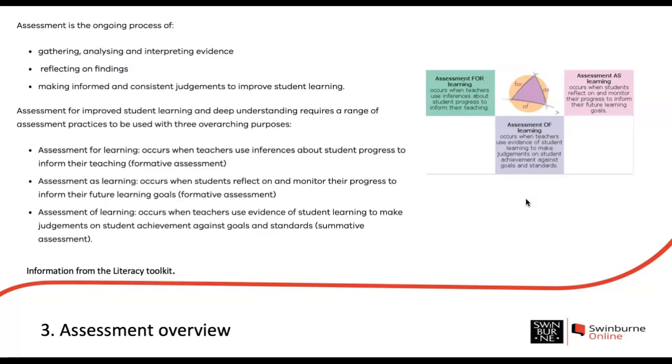Keeping your literacy hat on, we don't want to be too broad that we're not keeping our literacy focus, but you can talk about things perhaps like the fact that we want our literacy assessment to be an ongoing process. We want to gather information, reflect on findings, and make consistent judgments to improve student learning. We want to use for, as, and of assessment at different points, and we want this assessment to inform our teaching so that we've got quality assessment that's going to help us plan and help move these students forward with their learning outcomes.